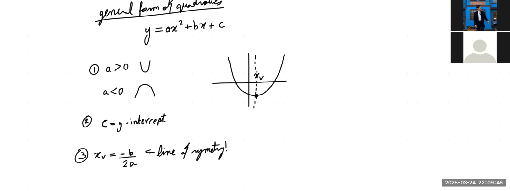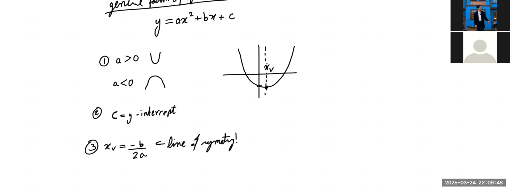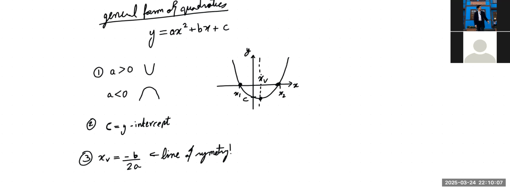So now we've talked about how to find the y-intercept, it's c. We've also talked about how to find the line of symmetry. But very often we're supposed to find the x values of the roots. So how do we find these values? Let's call them x1 and x2, the roots. Basically, we factorize.